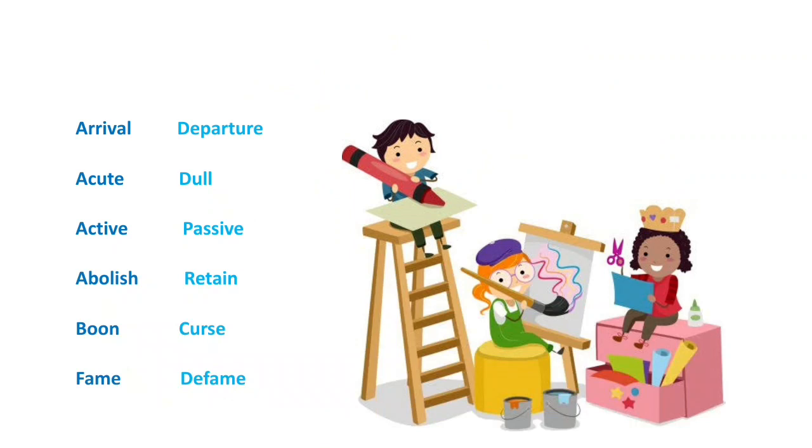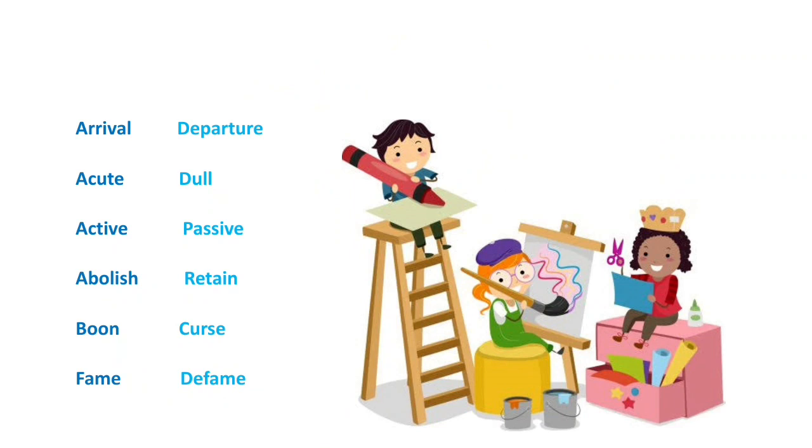Next is abolish and retain. Abolish means to end something. So for example, if there is some rule in your school, and if the principal or the teacher ended it, now you are not following that rule, it is abolish, and its antonym is retain, to continue something. And if you are still following the same rule, then it is called retain. Abolish means to end something and retain means to continue something.